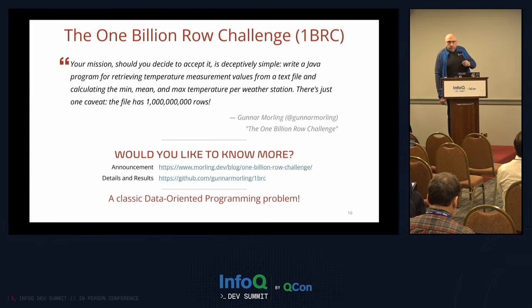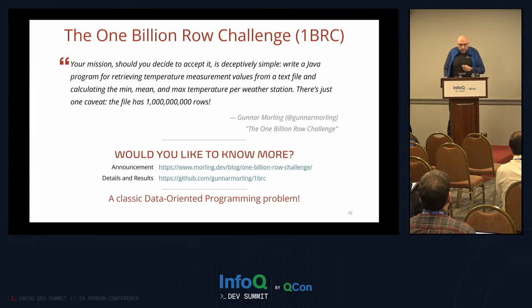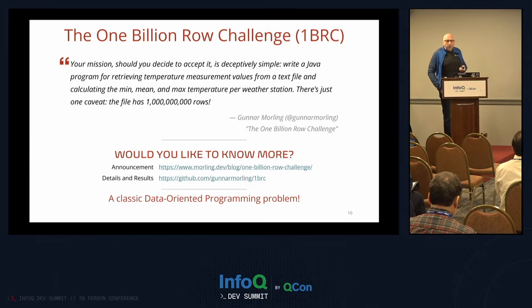OK, so let's look at some code. And for our first example, we're going to look at the 1 billion row challenge problem. This is a challenge that Gunnar Morling, you see his, I guess, social media coordinate on the slide, came up with and it ran in January of 2024. The idea was to see how fast a Java program can process and aggregate a large data set. In this case, 1 billion rows of temperature measurement values.